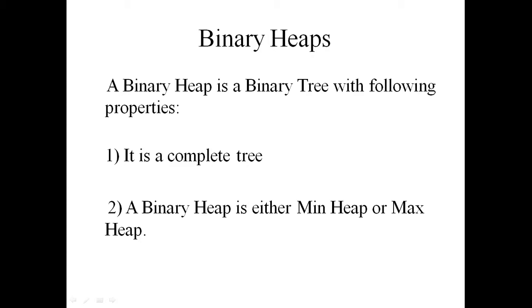Then the second property is that a binary heap is either a min heap or a max heap. Now what is a min heap? A min heap is a complete binary tree in which the value in each node is less than or equal to the value of its children. Now this is the definition of a min heap. Similarly, you can also define a max heap.